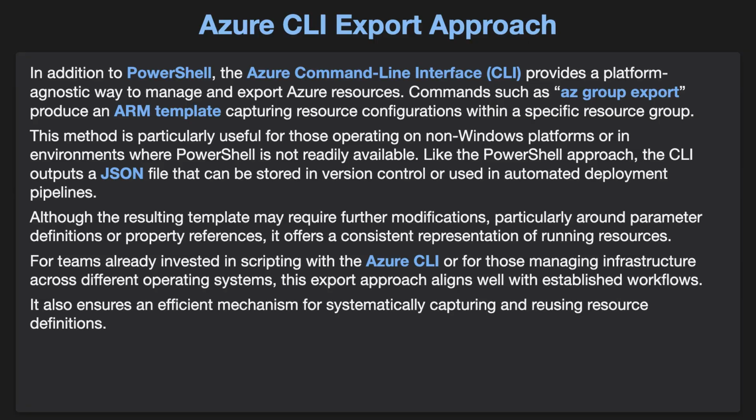Like the PowerShell approach, the CLI outputs a JSON file that can be stored in version control or used in automated deployment pipelines. Although the resulting template may require further modifications, particularly around parameter definitions or property references, it offers a consistent representation of running resources. For teams already invested in scripting with the Azure CLI, or for those managing infrastructure across different operating systems, this export approach aligns well with established workflows. It also ensures an efficient mechanism for systematically capturing and reusing resource definitions.